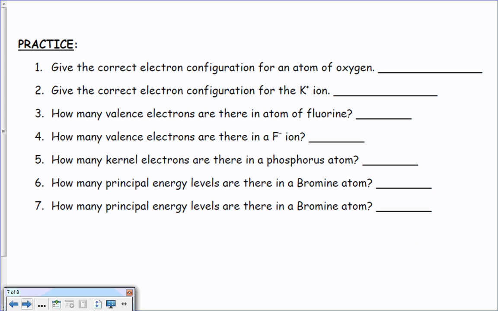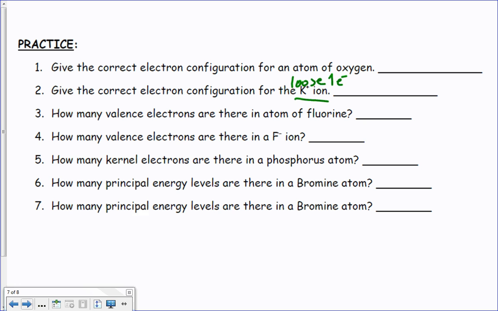So, practice for you to do. Electron configuration of oxygen. We have to do that right off the reference table. This is an ion, so I've got to change it. Do I gain or lose an electron if I form a positive? I lose 1. I'll give you a hint: I lose 1 electron.